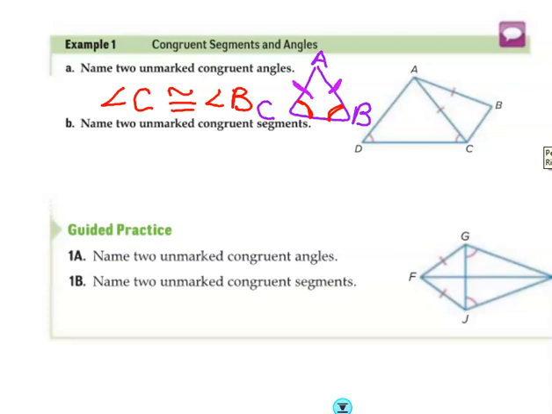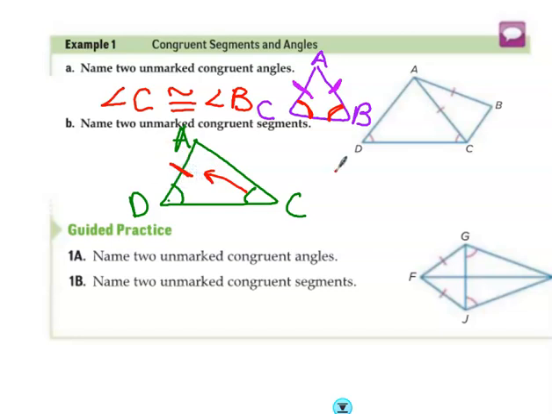Now let's talk about the other triangle where we have the angle information. So D and C, and A is at the top, okay? Because D is congruent to C, we now talk about the opposite segments. Therefore, AD is congruent to AC. And there we go.